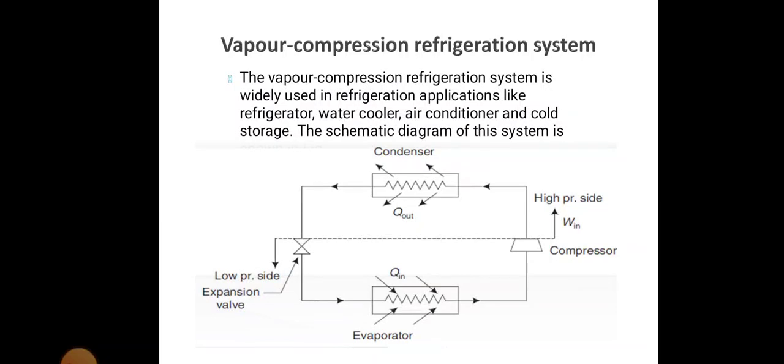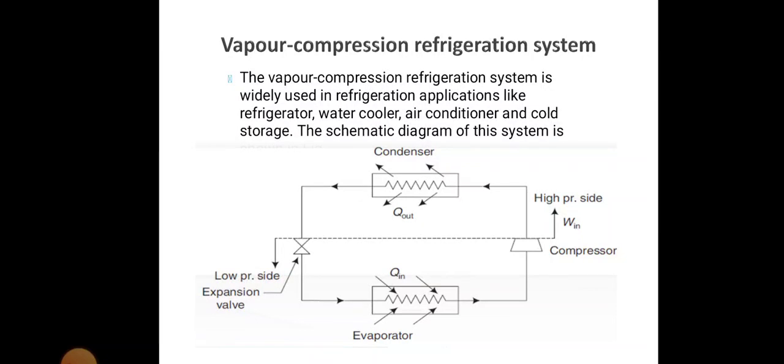The condenser and evaporator are heat exchange devices. The condenser's main function is to convert the vapor into liquid refrigerant. Now the working principle of this vapor compression system: first of all, the low pressure refrigerant vapor coming out of the evaporator flows into the compressor. The compressor is driven by a prime mover.